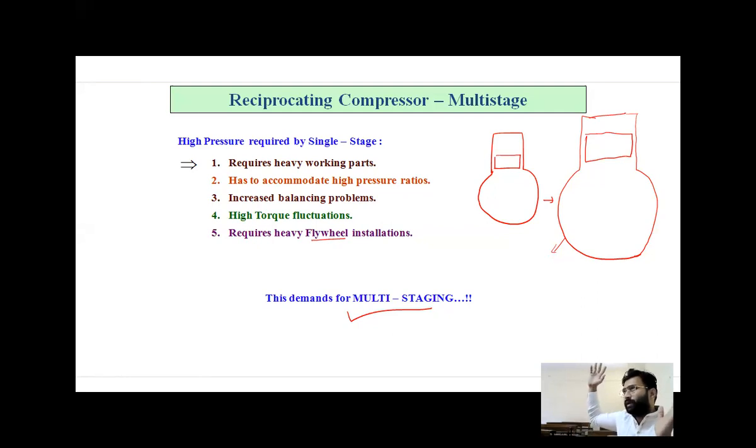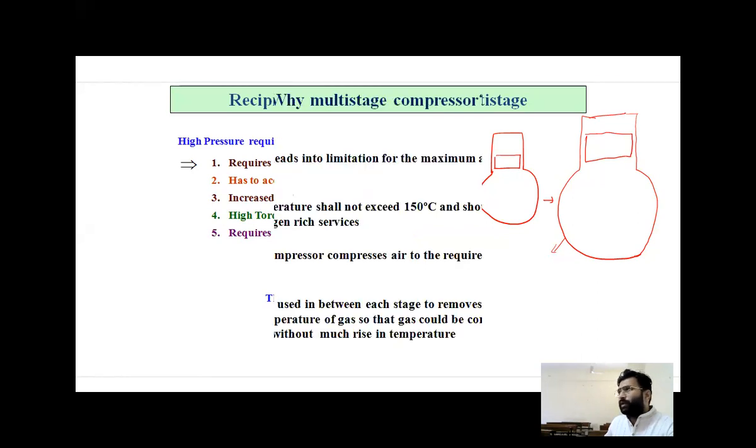If you try to build a bigger compressor with bigger piston, cylinder head, all that, it increases the weight. Also, it causes balance problems in the compressor, high torque fluctuations, and it needs a very heavy flywheel for the installation. So it is not a feasible solution. So that is why we go with multi-staging.